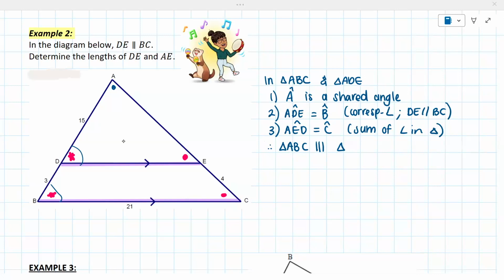the labels. So we start with angle A. Remember, angle A was shared. So in this triangle, it's going to be A as well. Then we move on to angle B. Angle B matched up with angle D. So that's step number 2, so AD. And then angle C matches up with angle E, so ADE. So that's how I check that I've got it right.